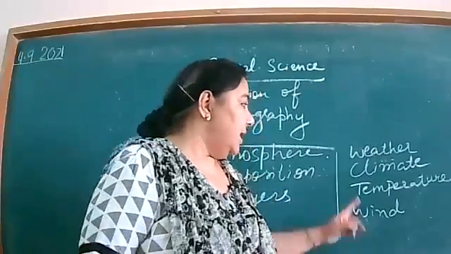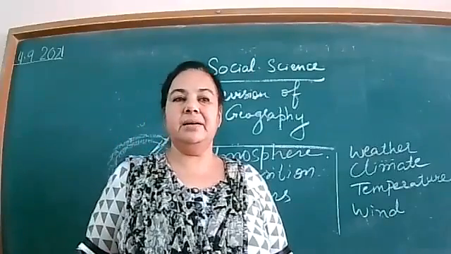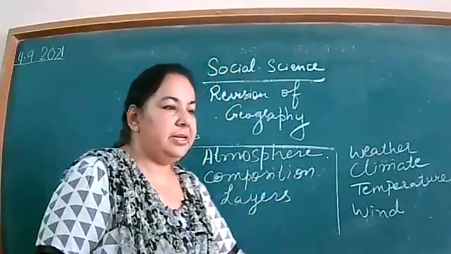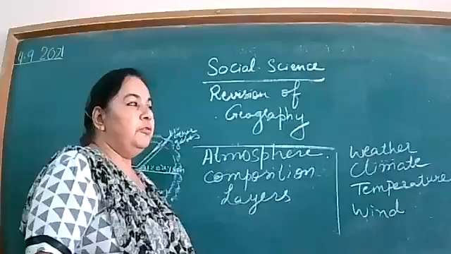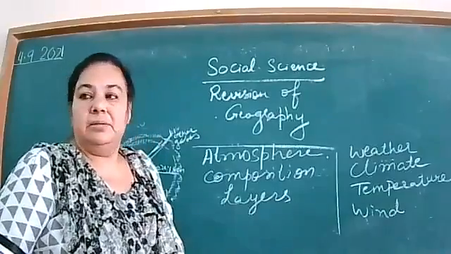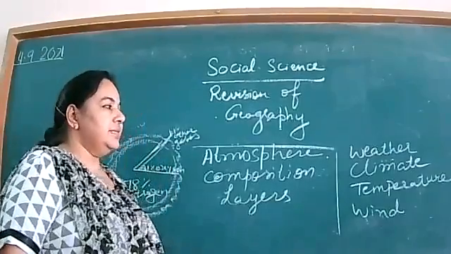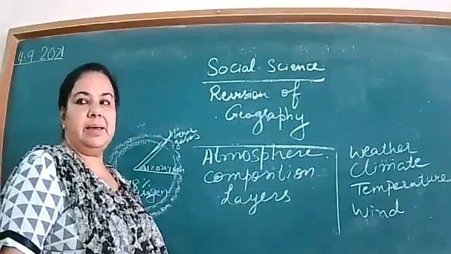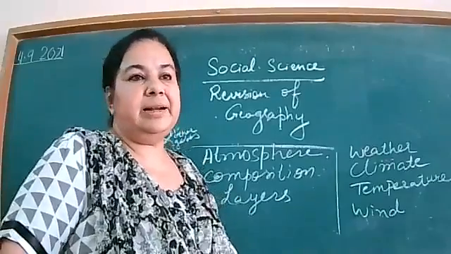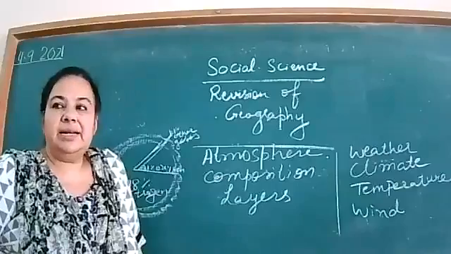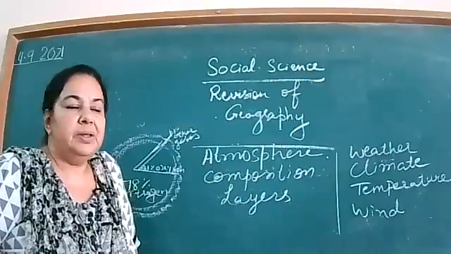Next, climate. Climate is the average weather condition that remains same for long period of time, for more than 30 years. You can say climate remains the same for 30 to 35 years. Example is climate of Greenland is cold. And in India we have monsoon type of climate.